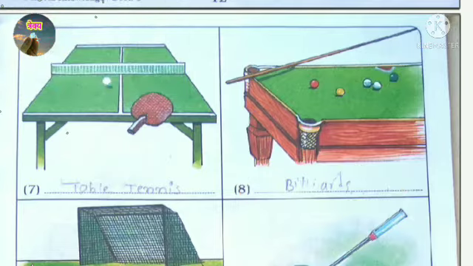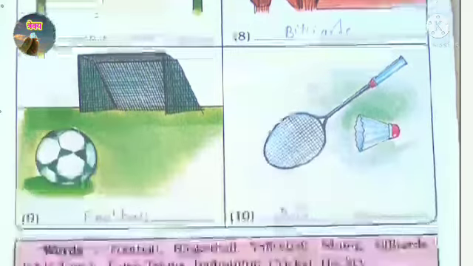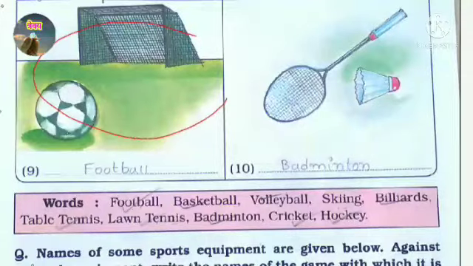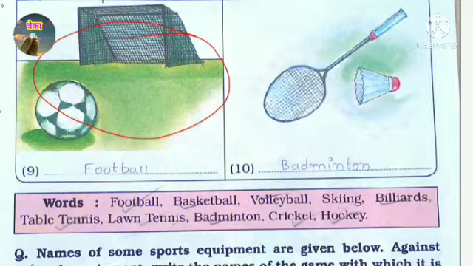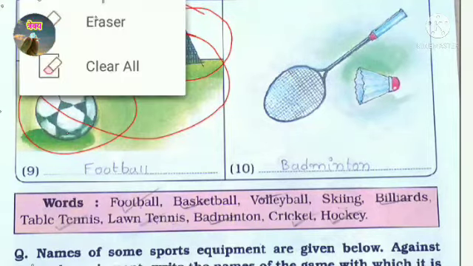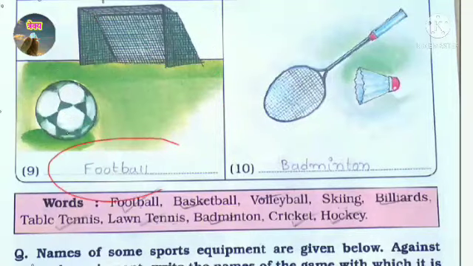Now next picture is for a ground game. This is a ground playing game. This is played with big nets on both sides of the ground and players play with a big ball which is played with their foot. So this game is called football.